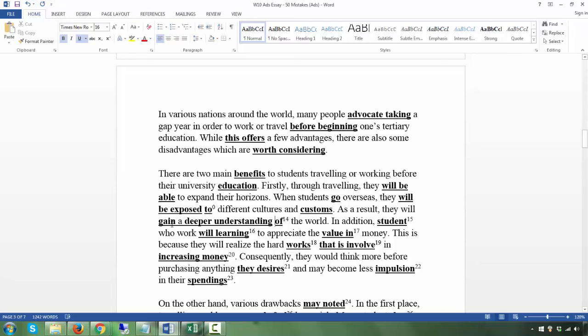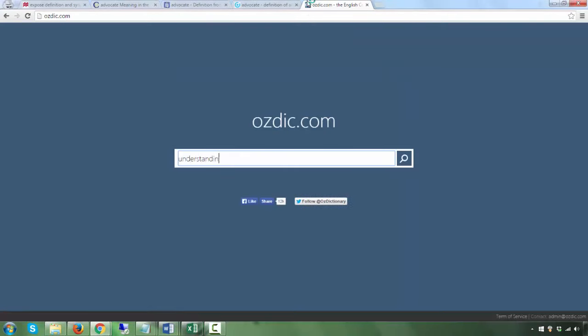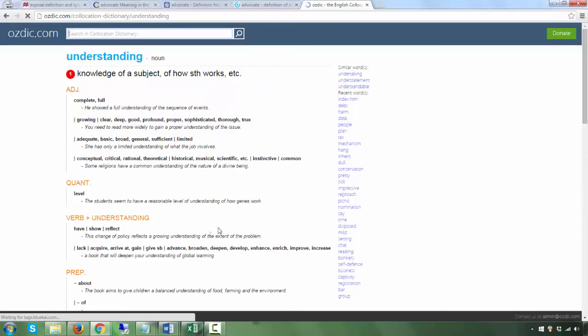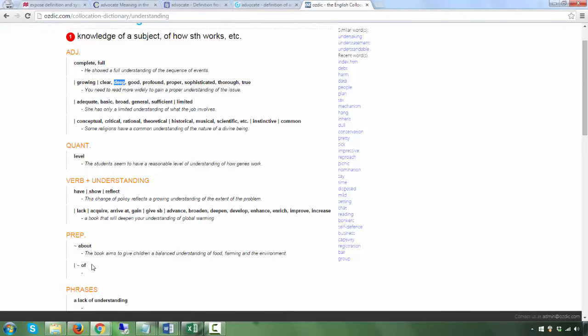Right? If you're not sure, again, what dictionary do you need to go to? For collocations, you're going to Ausdic. Look up "understanding," and it shows what verb you can use, all these verbs. Gain. What kind of adjective? Deeper. Deeper is a comparative adjective. And what preposition? Of. Right?